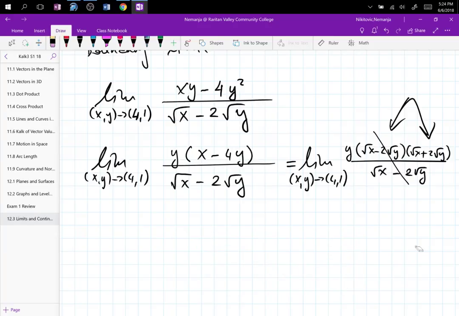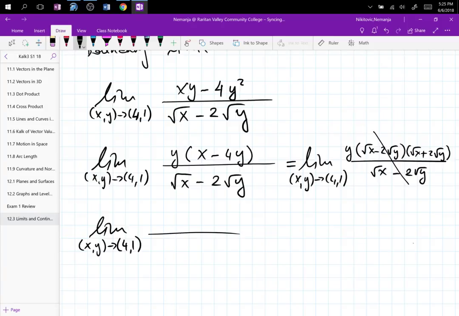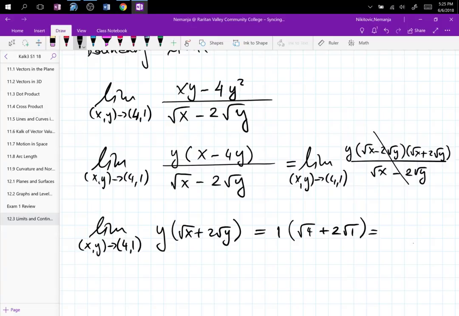All right. So now, once I've done that factoring, these cancel, and now I have... Oh, I see what you did now. It's taking a while. But as long as you see it, that's great. So now we have y. No more denominator. So I just have y times (root x plus 2 root y), and we can just plug numbers in now. So y is equal to 1, and root of 4 plus 2 times root of 1. So this is 4.